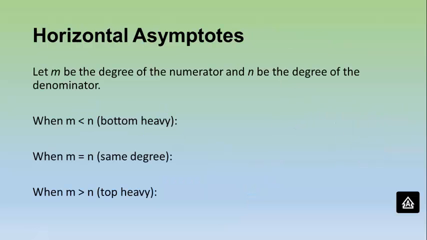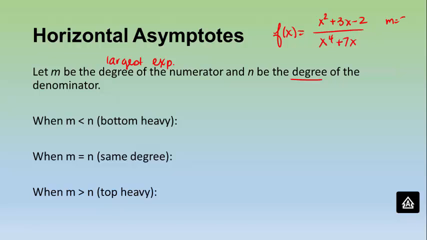Alright, so the next type of asymptote we're going to talk about is the horizontal asymptote. That is that we're looking at horizontal lines. Let m be the degree of the numerator, that is, the largest exponent of the numerator, and n be the degree, as in the largest exponent of the denominator. For example, if I have a function where I have x squared plus 3x minus 2 over x to the fourth plus 7x, I look at the highest exponent of each. So the degree of the numerator is 2 and the degree of the denominator is 4.